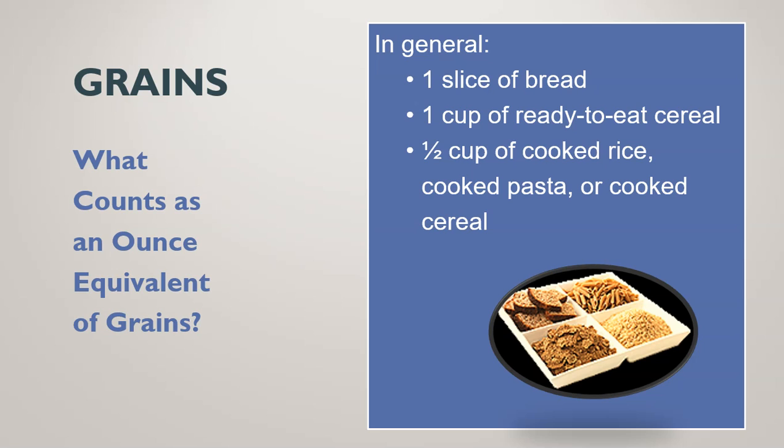And so, what the heck counts as an ounce? Here are some examples. In general, one slice of bread will count as an ounce. 1 cup of ready-to-eat cereal. Now, I don't know about you guys, but when it comes to ready-to-eat cereal, I have a hunch that most of us eat more than 1 cup. And the same thing right here, 1/2 cup of cooked rice, cooked pasta, or cooked cereal is considered a 1 ounce equivalent.